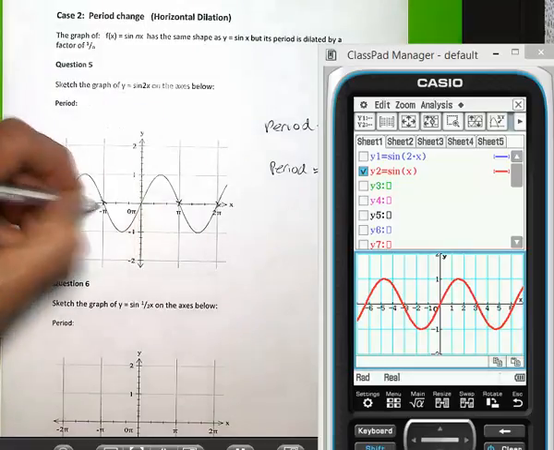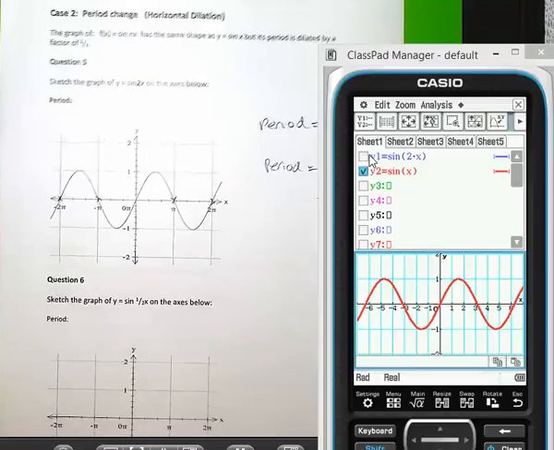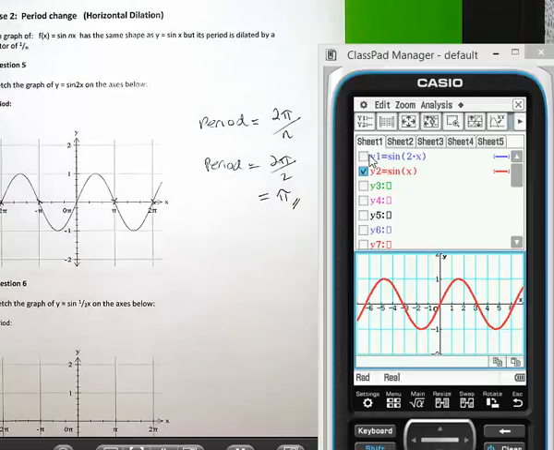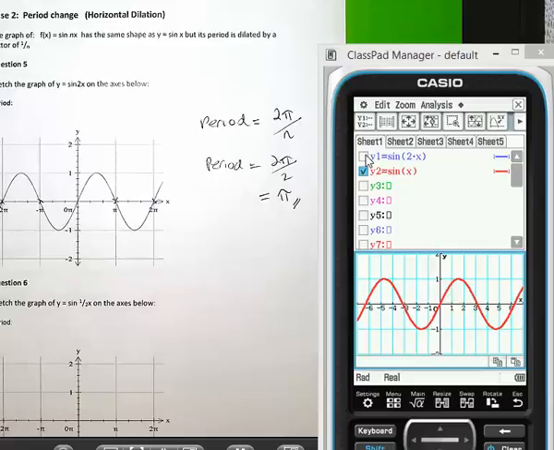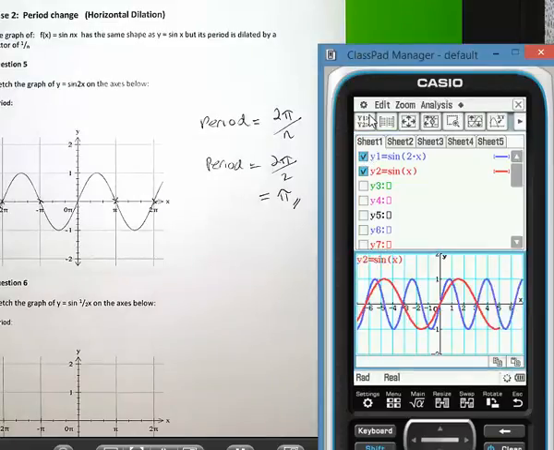So I have to squeeze a few more in. Looking at my calculator, you can see I've got the 2 sine x factor there. So we have a look there from sine 2x. Now you can see there a much tighter period. So we'll keep that in mind as we do our graphing.